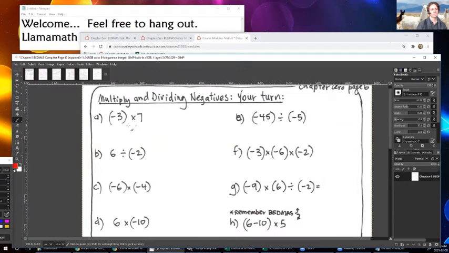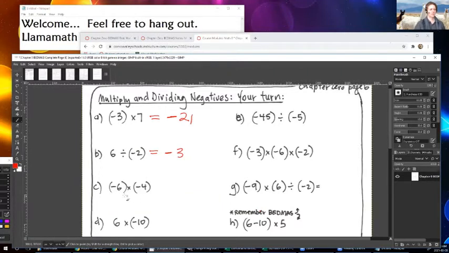Okay. So multiplying and dividing negatives. I'm going to look right away for negatives. There's one negative in both of these numbers, so the answer is going to be negative. 3 times 7 is 21. Here, 6 divided by -2. So it's a multiply or divide, so this rule works. There's a positive, but one negative, so the answer is going to be negative. 6 divided by 2 is 3.